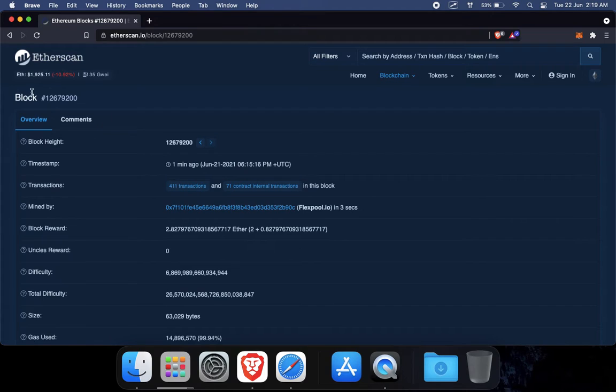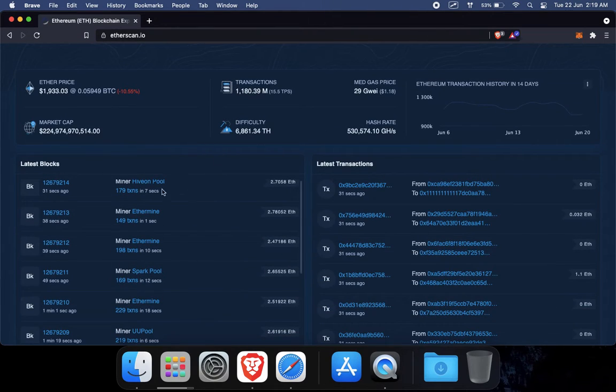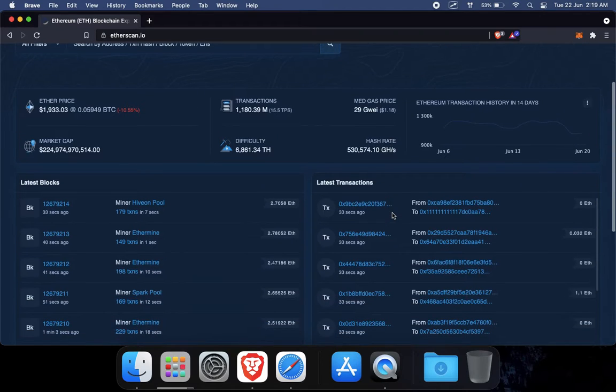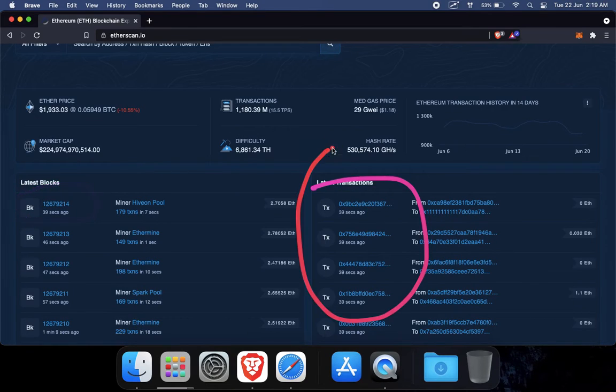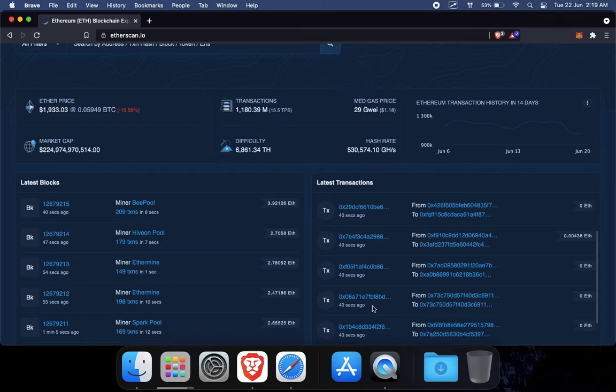Okay, let's go back to the home page. Talk about blocks, the miners are all here. Latest transactions. So these are individual transactions, right? These are blocks which contain a bunch of transactions in each block. As we saw earlier, in one block 209 transactions, 179, 149, and so on and so forth. These are all individual transactions.